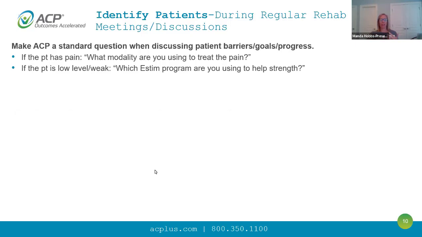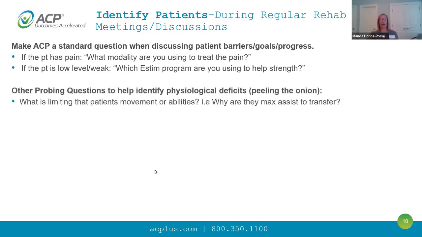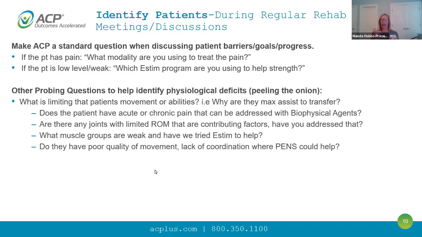So, with some of those pointed questions about the barriers and reasons that patients can't participate or are having slow progress, these are ways that we can help that clinician identify other treatment avenues. Other probing types of questions can help identify more physiological deficits. So peeling that onion layer back, this is an analogy that I use a lot with my clinicians, digging a little bit deeper, right?